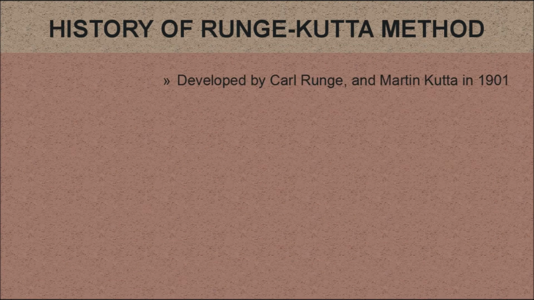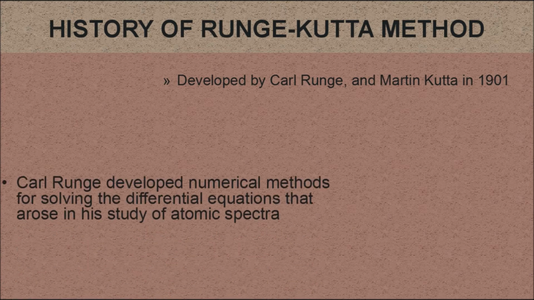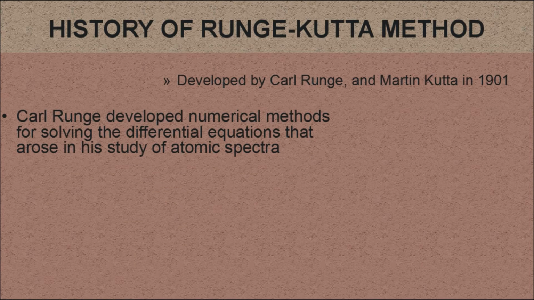The Runge Kutta method was developed by two German men, Karl Runge and Martin Kutta, in 1901. Karl Runge developed numerical methods for solving the differential equations that arose in his study of atomic spectra. These numerical methods are still used today. He used so much mathematics in his research that physicists thought he was a mathematician, and he did so much physics that mathematicians thought he was a physicist. Today, his name is associated with the Runge Kutta method to numerically solve differential equations.